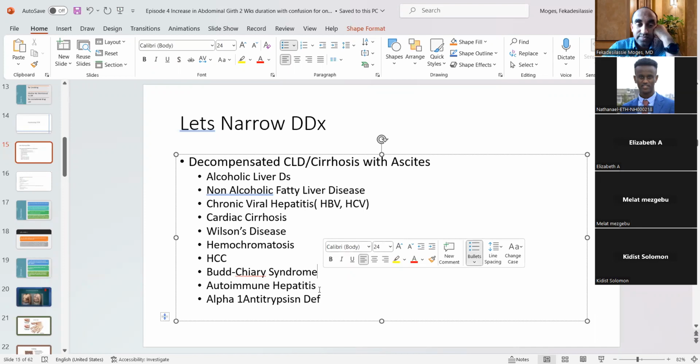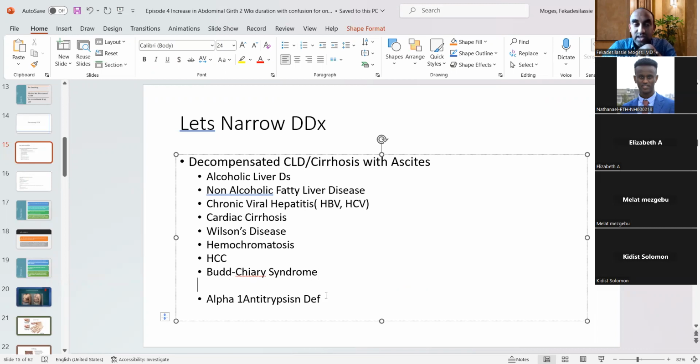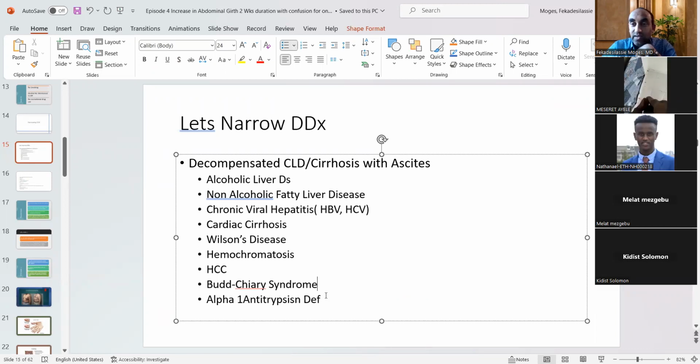Autoimmune hepatitis? Seems less likely. This patient doesn't have any history of other autoimmune diseases, and the presentation was kind of acute, and he has multiple risk factors for liver disease. Autoimmune hepatitis is less likely. But if you still want to keep it and investigate, you can investigate for autoimmune hepatitis.